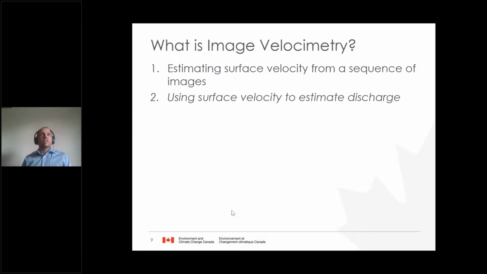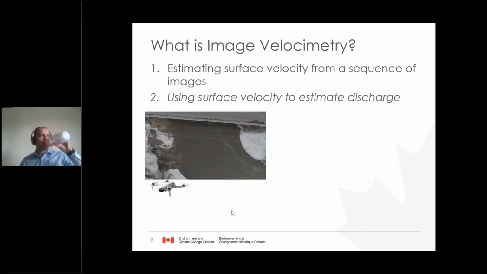So what is image velocimetry? It is estimating surface velocity from a sequence of images and then using that surface velocity to estimate discharge. You can get the sequence of images through a variety of sources. James talked about the benefits of drones, and we're investigating that at Water Survey and see a lot of benefit as well. They provide very high quality images that are very valuable.